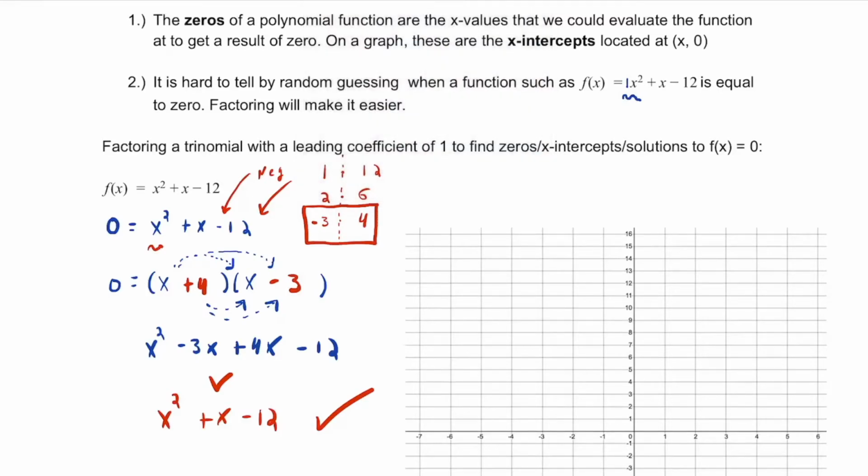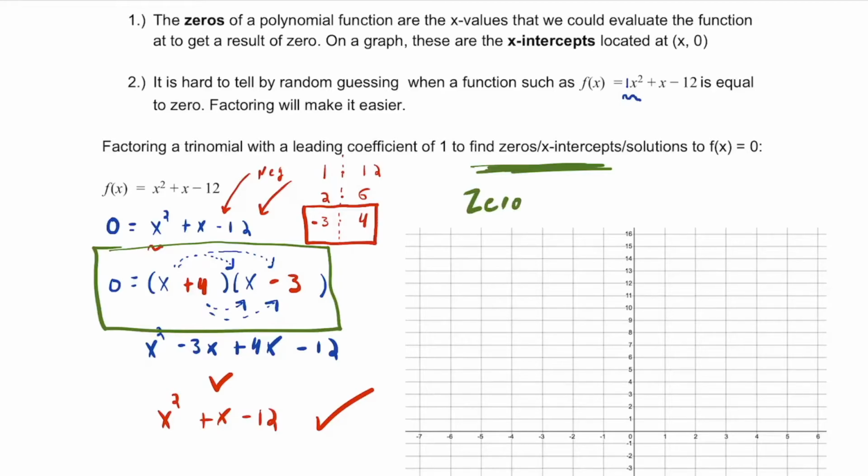Now, why is this helpful? If you look at this factored expression and you think back to the original question, finding the zeros or x-intercepts, we have something that we call the zero product property, which means that if either of these two parentheses is 0, either one, if either one of these is 0, the whole thing is 0.